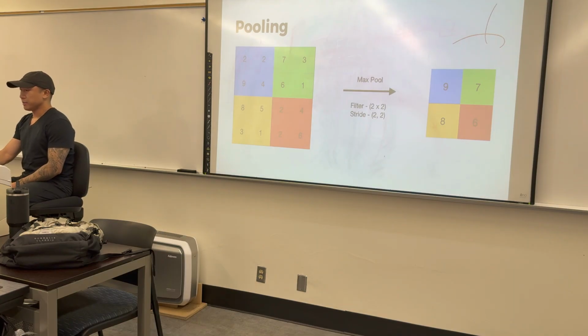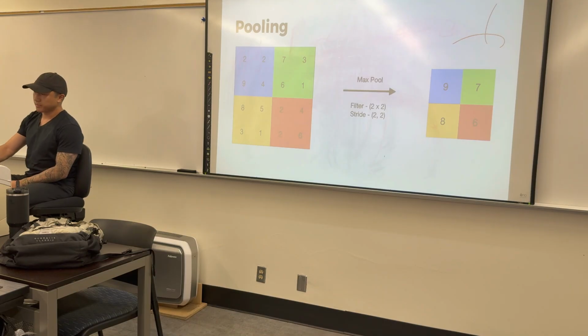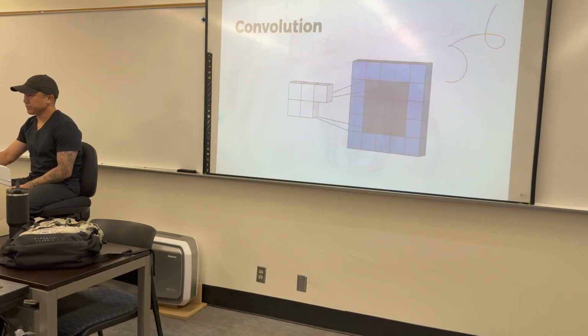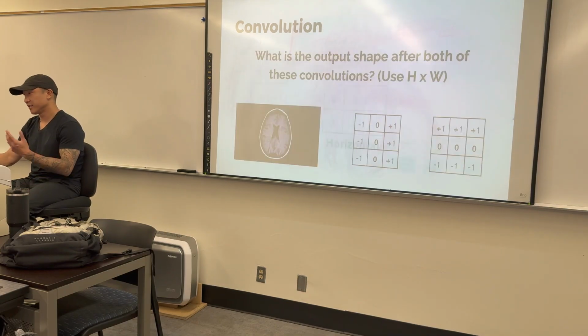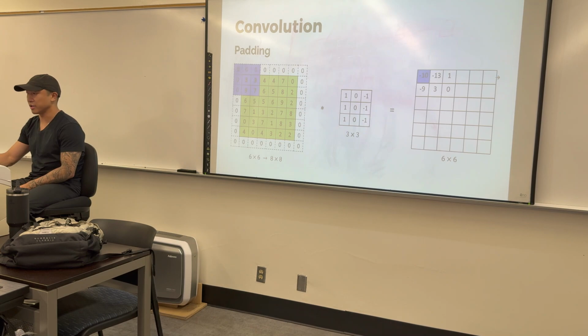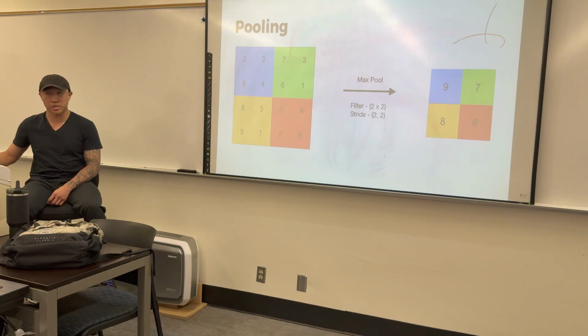Pooling. Pooling occurs, so in the typical architecture, you can have a convolution and then you can have an activation function and then you can do pooling. You can also do convolution and then pooling and then activation function. There's no rhyme or reason to any of it. It's just what other researchers suggest.